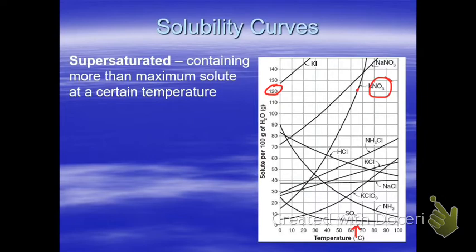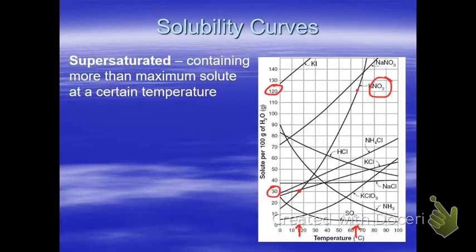But let's think about if I have it at 65 degrees, but then I put this solution into the refrigerator. Let's say that the refrigerator is, I don't know, I'm going to put a dot right there, at 17 degrees Celsius, like right there. Well, at 17 degrees, this potassium nitrate solution can only hold 30 grams of dissolved potassium nitrate.